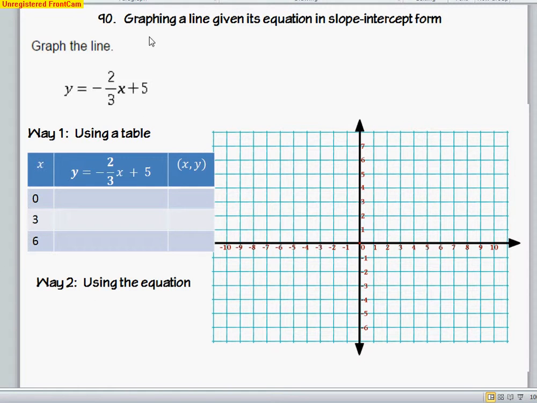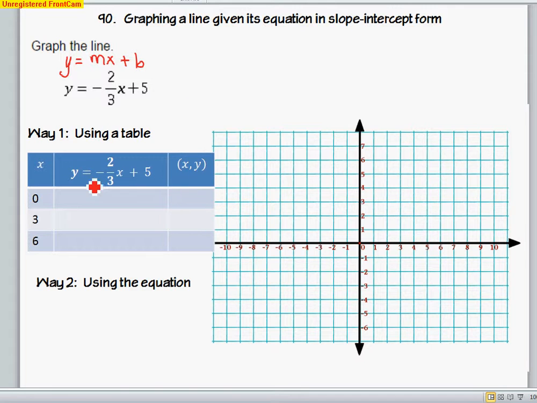All right, this one is graphing a line given its equation in slope-intercept form. Let's first talk about what slope-intercept form is. That's going to always be y equals mx plus b. M is your slope and b is your y-intercept.